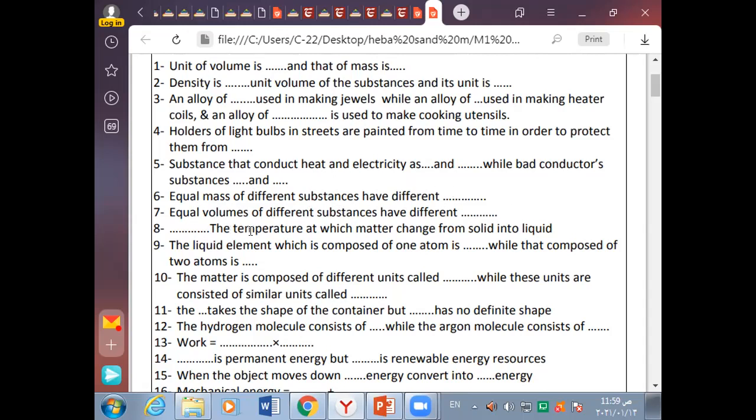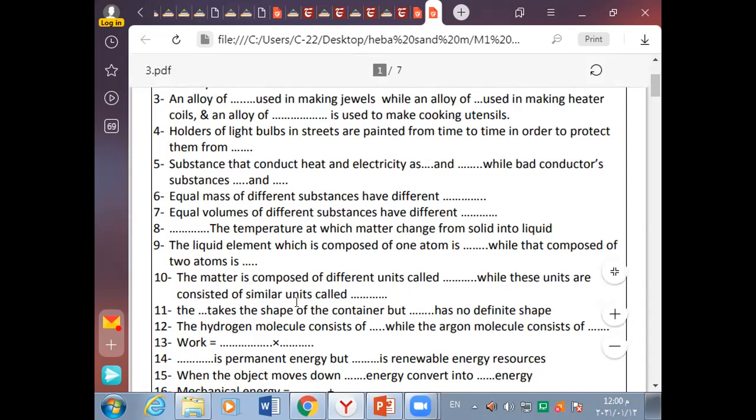What is the temperature at which matter changes from solid into liquid? This is melting point, not melting process. The matter is composed of different units called molecules. What these units are made of are different units called atoms.